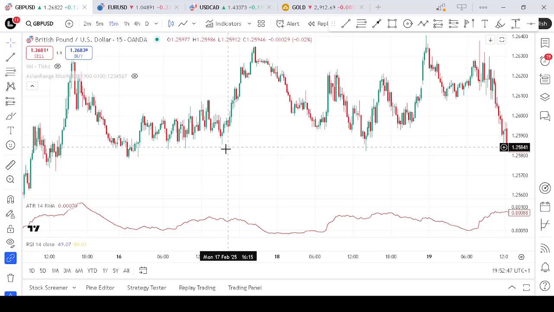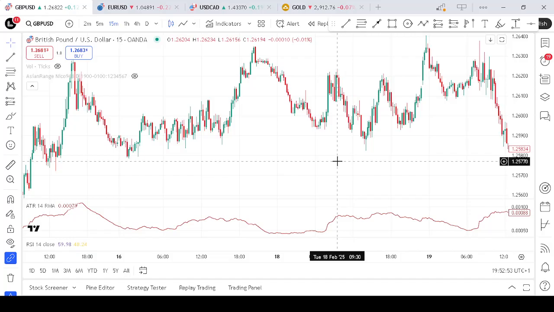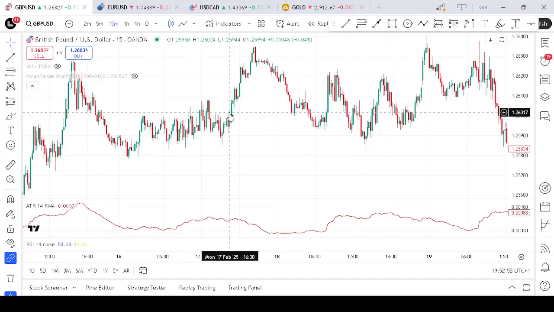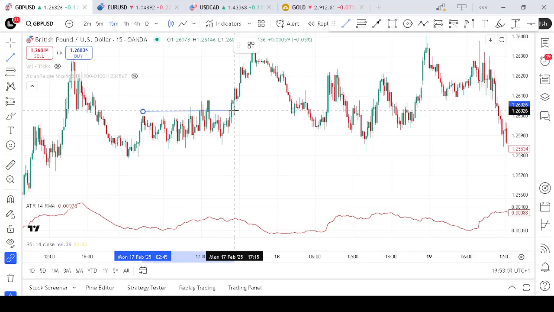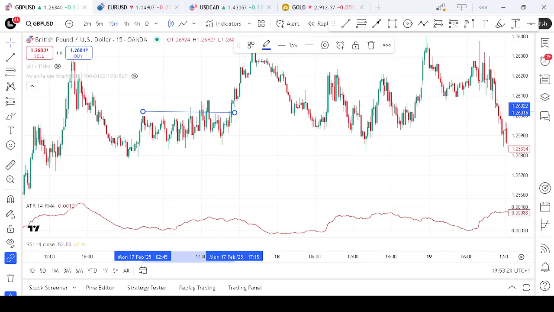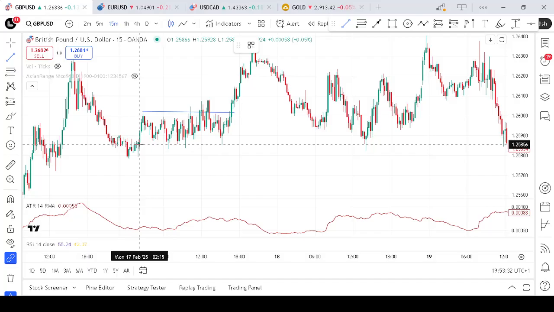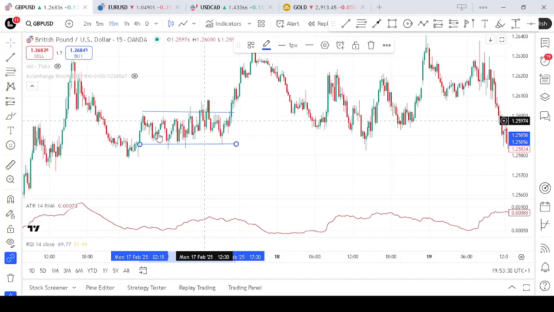Range trading. Range trading is a strategy that capitalizes on the market moving within a well-defined support and resistance area. This approach is particularly effective during low volatility periods when price tends to oscillate between these two boundaries without a significant breakout.